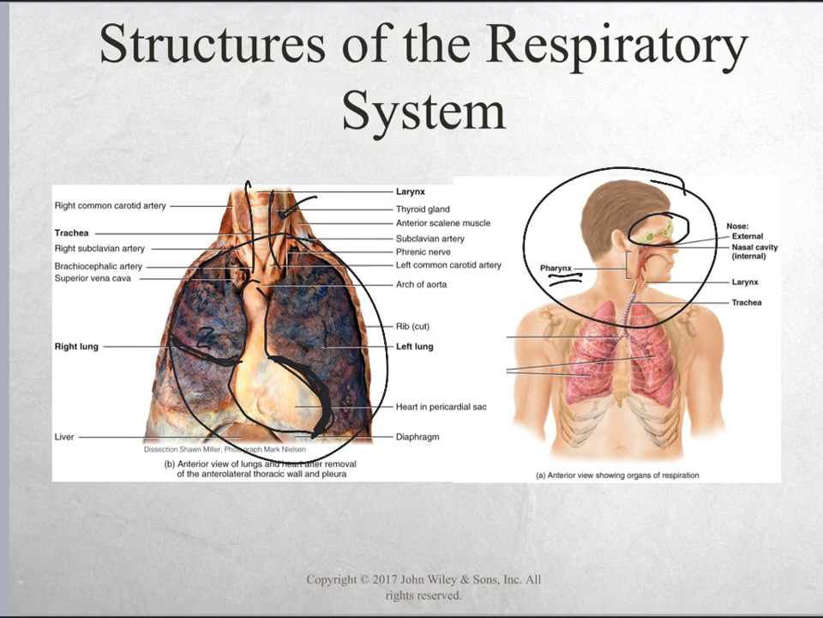We have the pharynx. Okay, we're going to talk about the three different divisions of the pharynx, our larynx, and our trachea. And then it bifurcates, it splits, and we'll talk about each of these splits into our lungs in a little bit.